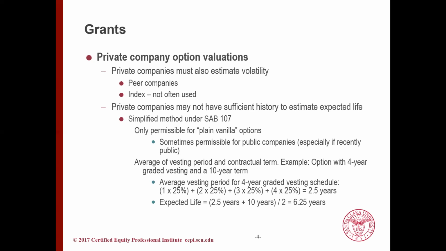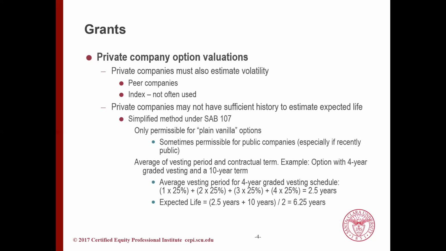And so the FASB came up with what they call SAB 107, which is a simplified method that can only be used for plain vanilla options and which can be used by both private and recently public companies. SAB 107 allows you to use a simplified method to estimate the expected life. And then SAB 110 came out, which extended how long companies are allowed to use this simplified method. And by the way, SAB stands for Staff Accounting Bulletin.